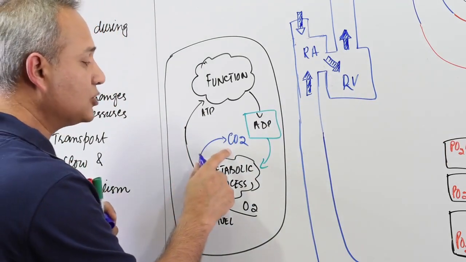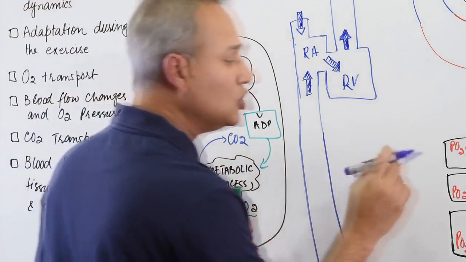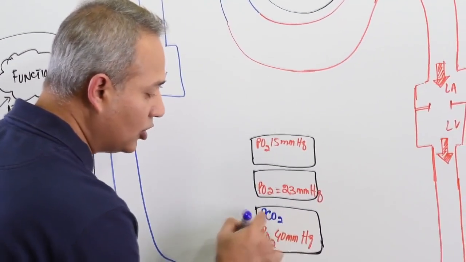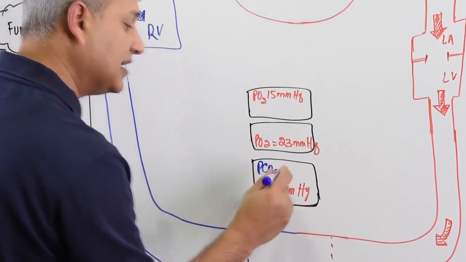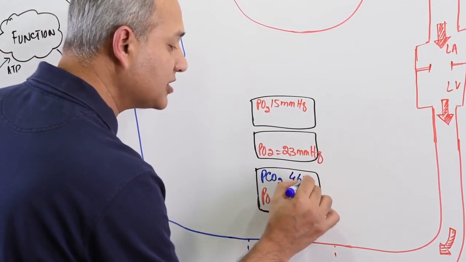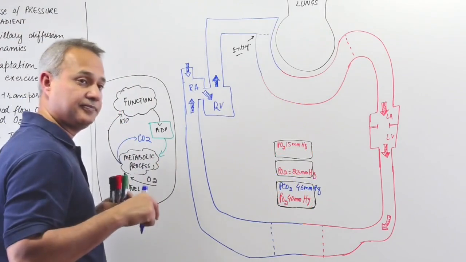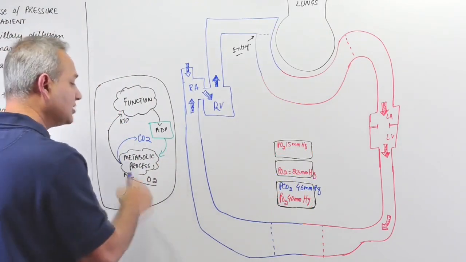When the carbon dioxide is produced inside the cell, normally the carbon dioxide pressure, which I'll say PCO2, the CO2 pressure inside the cell, is about 46 millimeter of mercury. That is the pressure inside the cell. And how much is the oxygen pressure inside the cell?